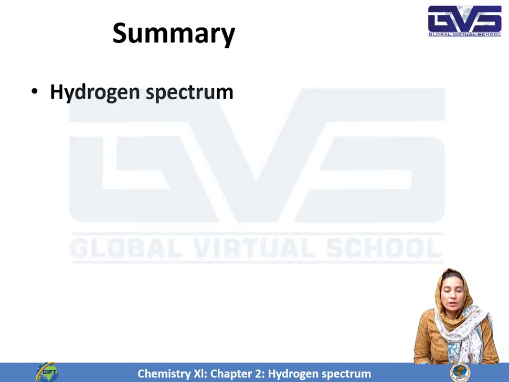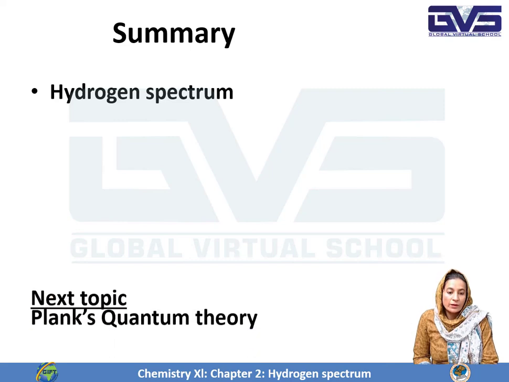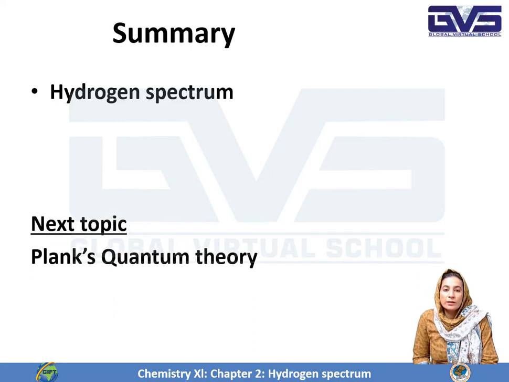This was all about the hydrogen spectrum. Hopefully you have understood why the Zeeman effect and Stark effect occur, and why the spectral lines of the hydrogen spectrum are further split into fine lines. Our next topic will be Planck's quantum theory, and hopefully you have understood the Bohr atomic model and its defects, a few of which were explained in this lecture.